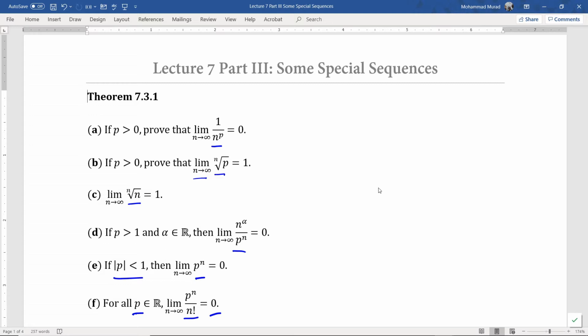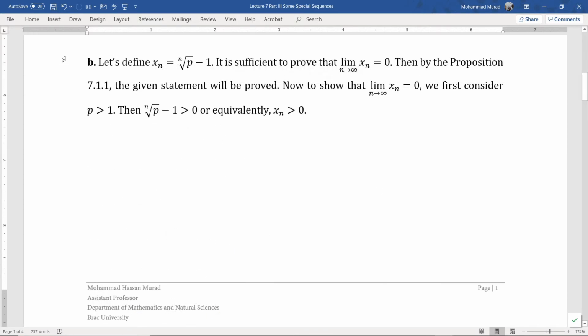The last limit shows that the factorial function increases much faster than any power function. So the factorial function dominates over the power function. Let's try to prove some of the statements.